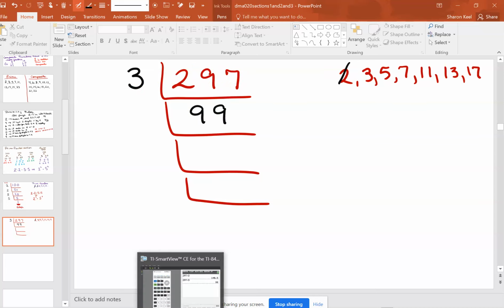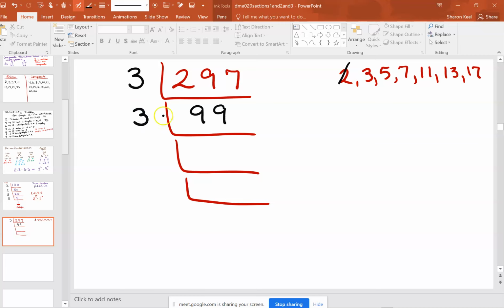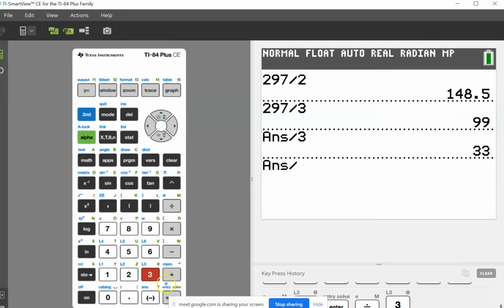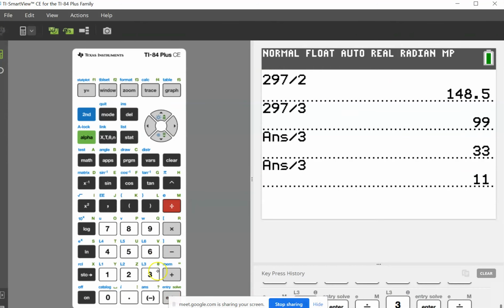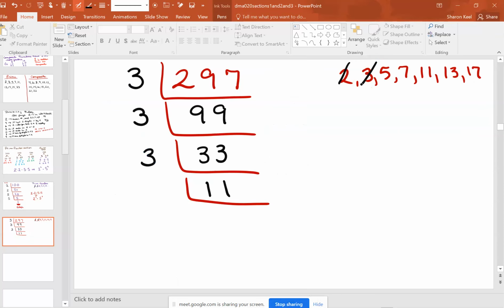Does 3 go into 99? 99 divided by 3, yes, evenly 33 times. 3 goes into 99 33 times. We're still on 3. Does 3 go into 33? 33 divided by 3 is 11. 3 goes into 33 11 times. Does 3 go into 11? Okay, take your 11 divided by 3. No. Okay, so I can mark out the 3.